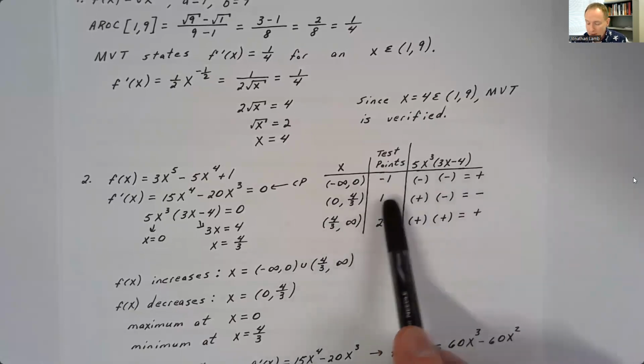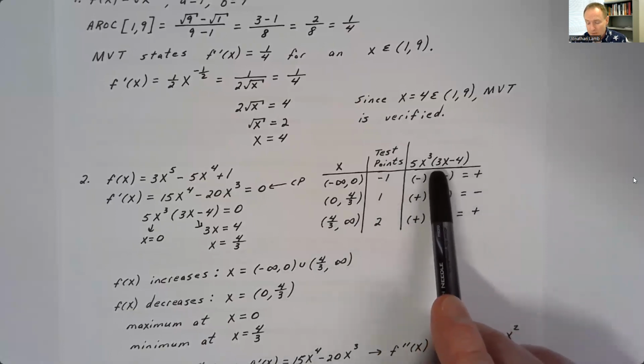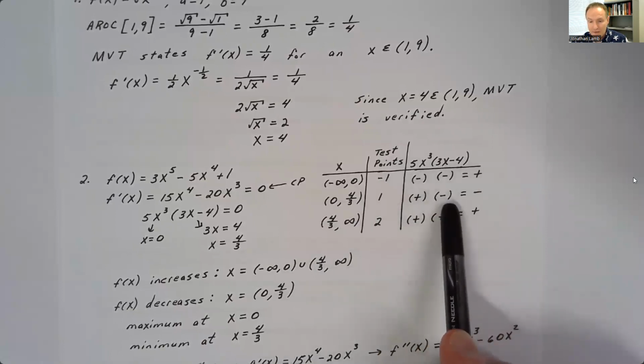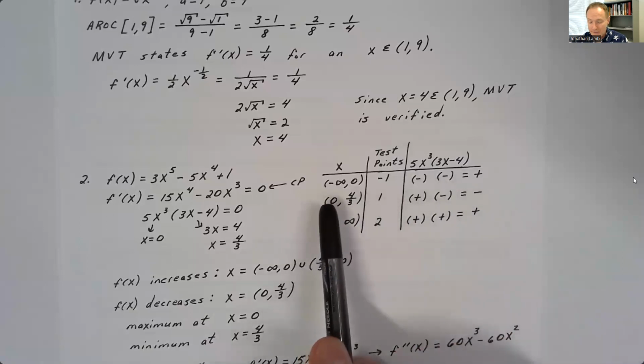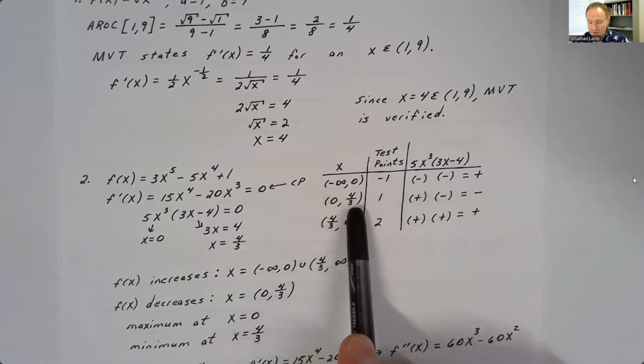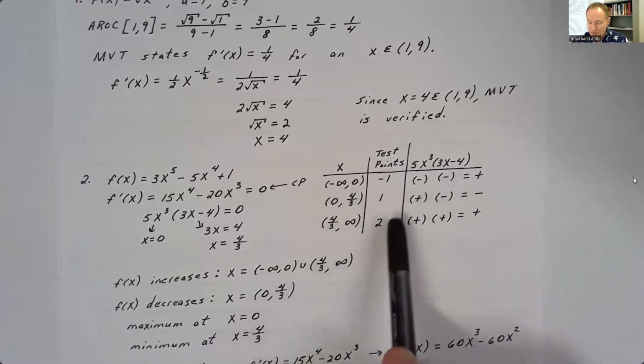When I plug a 1 in, the first factor is going to be positive. The second factor, 3x minus 4, is going to be a negative. The product of a positive and a negative is a negative. So I can say, all right, my first derivative is going to be negative for every x value between 0 and 4/3. To test the next region, I plug in a 2.